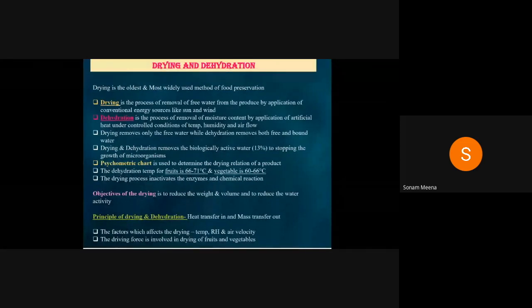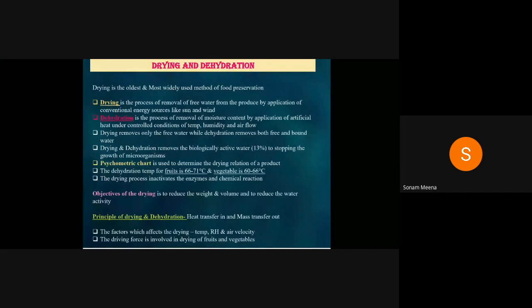This psychrometric chart is used to determine the drying relation of the product. The drying temperature for fruits is 66 to 71 degrees Celsius. For vegetables, 60 to 66 degrees Celsius. While drying, the process will inactivate the enzymes and chemical reactions. The objective is to reduce the weight and volume, and also to reduce the water activity.